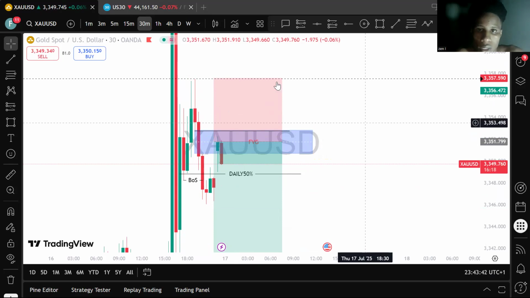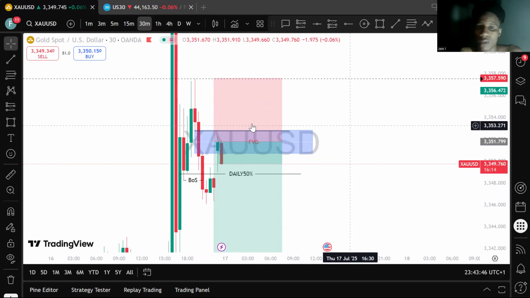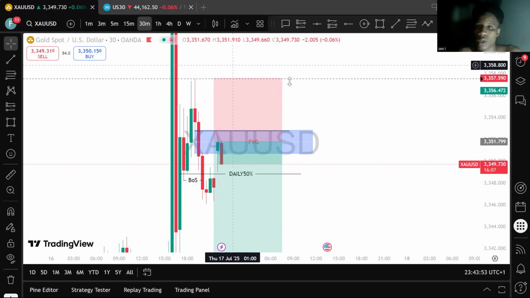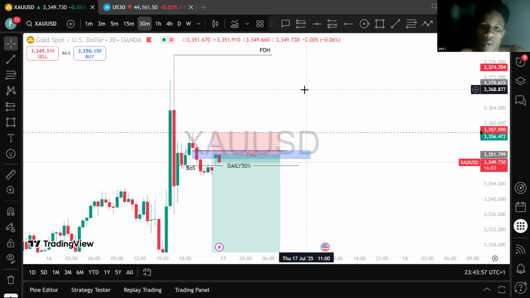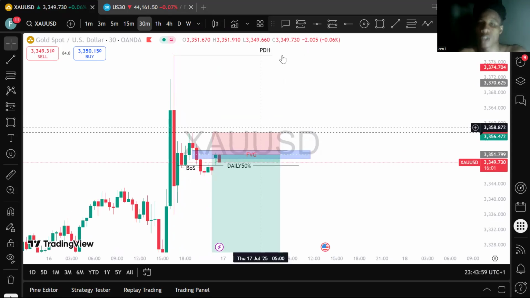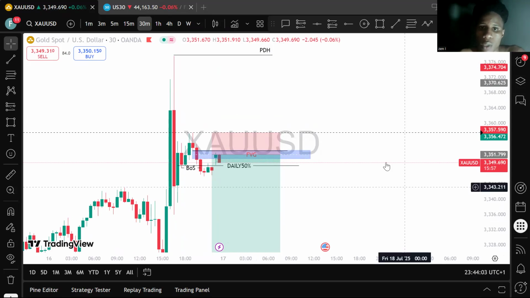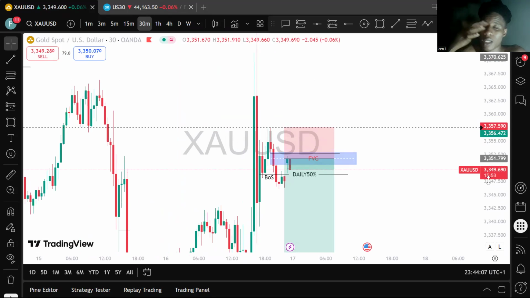My SL is just at the high because anything that makes price disrespect its fair value gap will most probably disrespect the other block. And if it disrespects the other block, it's going to come for a liquidity sweep, right? Most people wonder, why not stretch out your SL? I don't believe in stretching out SL. That's why at times I wait for a low or a high to take my trade from.